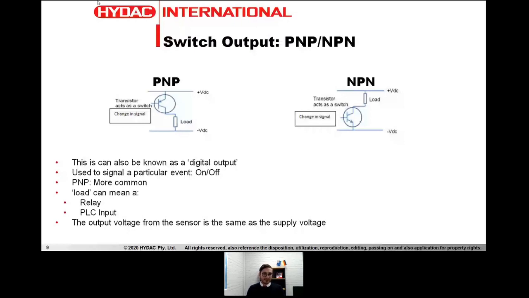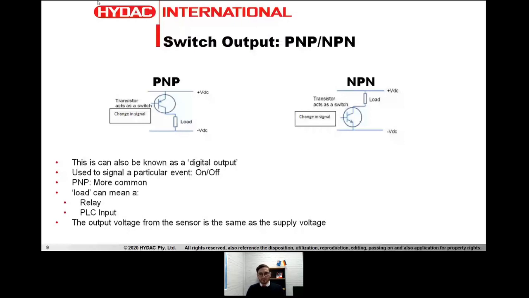The interesting thing to note here is the voltage that you're supplying the sensor. You can see the plus VDC is the voltage that you'll get coming out of the sensor, out of the output. So it's very important to know. As opposed to a relay output, where you could have a sensor that is being powered by a separate voltage supply, and then you can put another voltage supply through the relay, PNP and NPN uses the supply voltage that you've provided to it. So it's generally used to trigger an on-off signal.